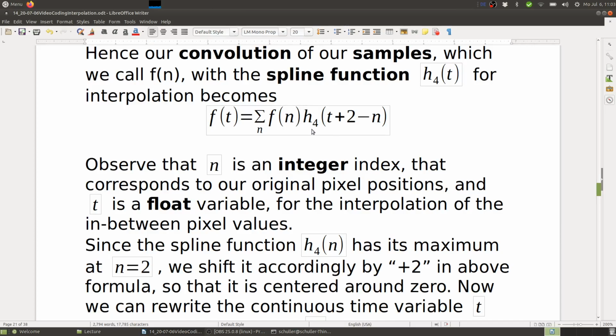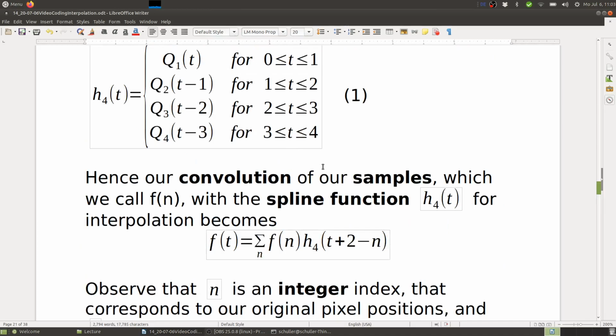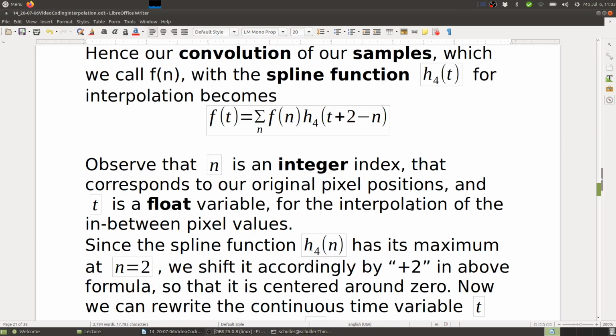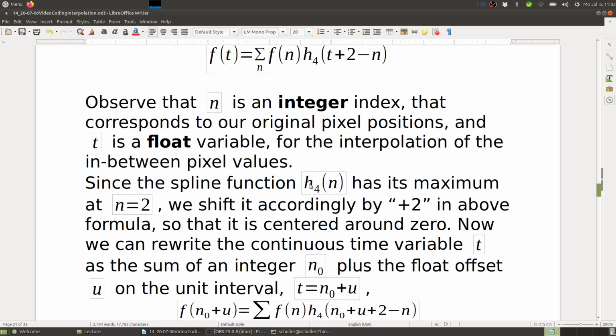So now we can actually rewrite this h using our q's for the 4 values. Remember, what we actually have is those 4 q's. Since the spline function here, h4, has its maximum at n equals 2, we shift it accordingly by +2 in the above formula so that it is centered around 0. So that's why we have this +2 here. Ideally we would like to have this peak of our spline function around 0, but we made this formulation such that it starts at 0, and that's why we need this shift to compensate for it.